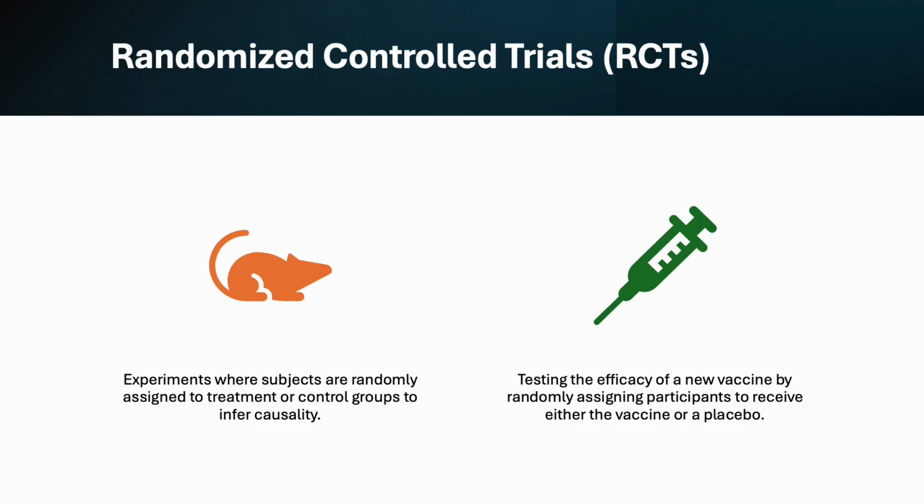treatment. RCTs, or randomized controlled trials, are considered the gold standard for establishing causality because they minimize bias. If the vaccine group shows significantly better health outcomes than the placebo group, we can be confident that the vaccine works. RCTs are commonly used in medicine, psychology, and economics to test the effectiveness of interventions.